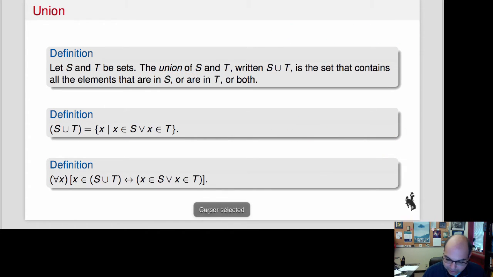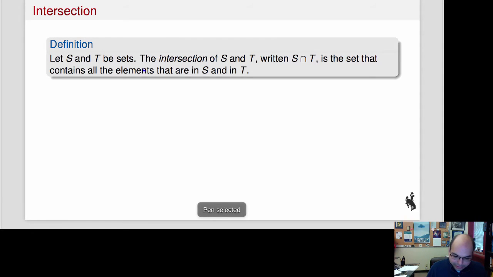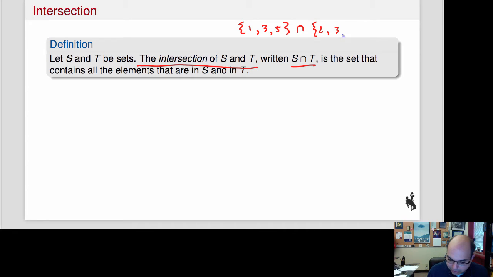Okay, so let's see. So the intersection of two sets, and this is the way we write intersection, is a set that contains all the elements that are in both sets. So again, let's say that I have 1, 3, and 5, and I'm going to take the intersection of that with 2, 3, and 5. Okay, so I have the odd numbers and the primes between 1 and 5, and the intersection of that is going to be 3 and 5. Because 3 is in both sets, 5 is in both sets, but notice that 1 is only in the first one, 2 is only in the second one. So this is the intersection.